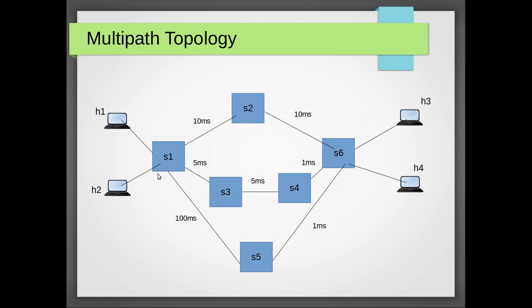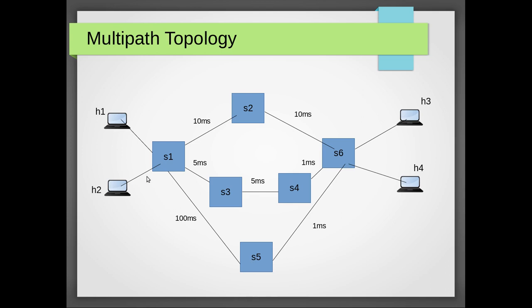Like this. To reach S6 from S1 we have 3 paths. Going through S1, S2, S6 will take 20 milliseconds. Going through S1, S3, S4, S6 is the longest, with 4 hops, but it will have an 11 millisecond latency. The other one, S1, S5, S6, will have 101 milliseconds.